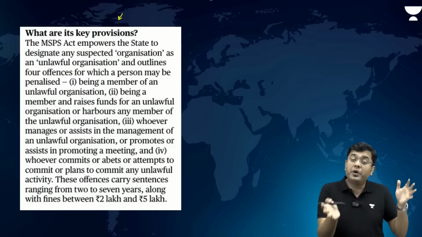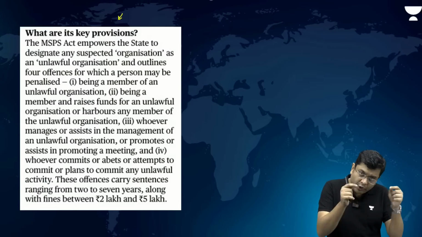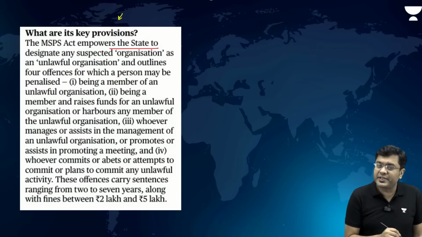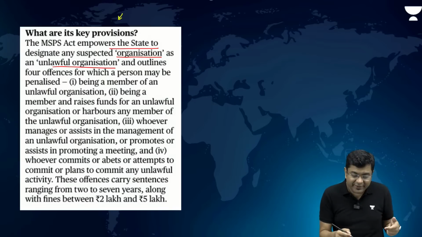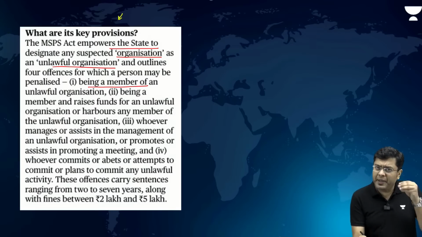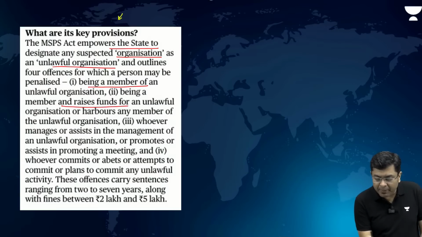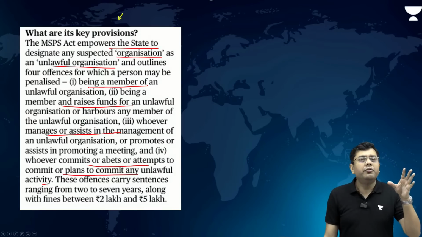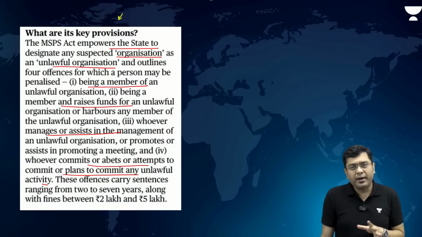Now, what was the need to come forward with another stringent law? So understand the key instruments here. First of all, it empowers the state to designate any particular organization as an unlawful organization, and the offenses are: any person being a member of that organization, raising funds for that organization, managing that organization, or attempting or committing to plan any unlawful activity. That person will be liable to be arrested, or that will fall under the purview of this law.